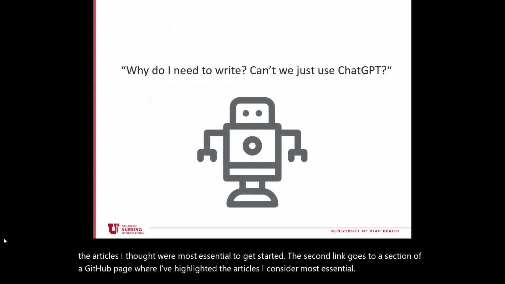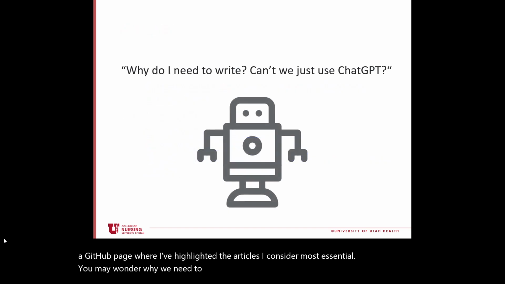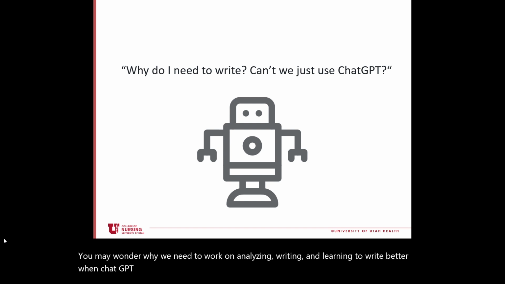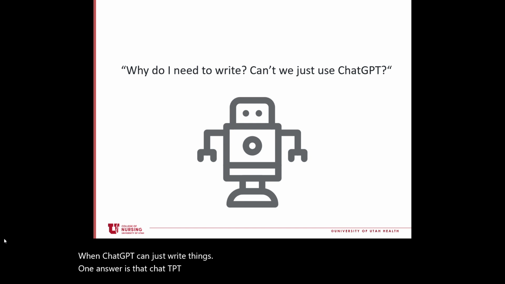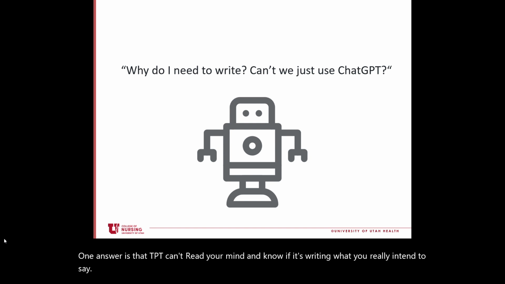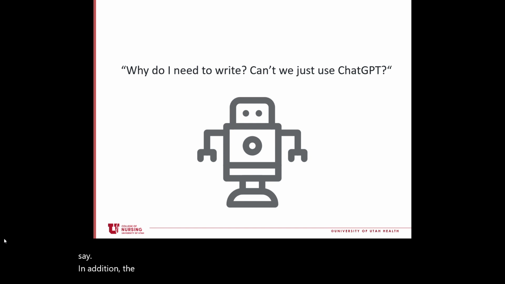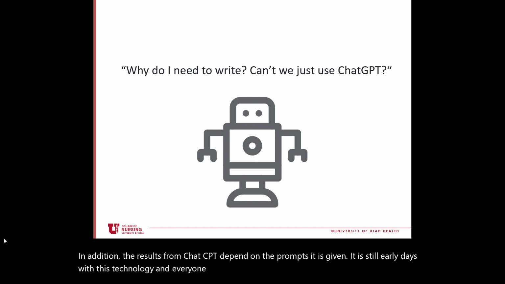You may wonder why we need to work on analyzing writing and learning to write better when ChatGPT can just write things. One answer is that ChatGPT can't read your mind and know if it's writing what you really intend to say. In addition, the results from ChatGPT depend on the prompts it is given. It is still early days with this technology, and everyone is learning how to create prompts that give the desired results. Some prompts are more successful than others.